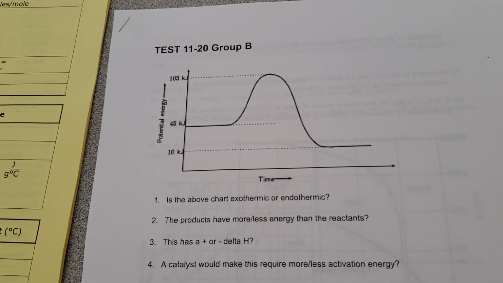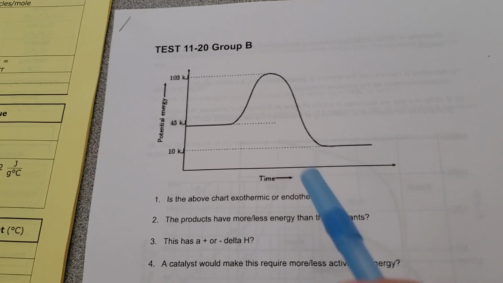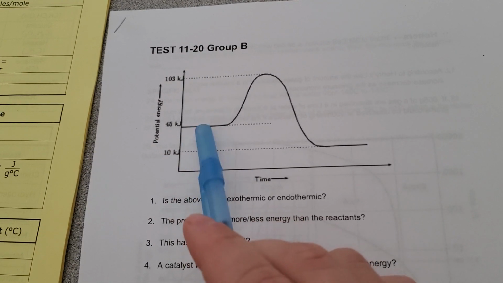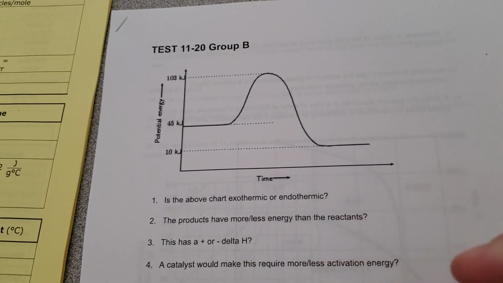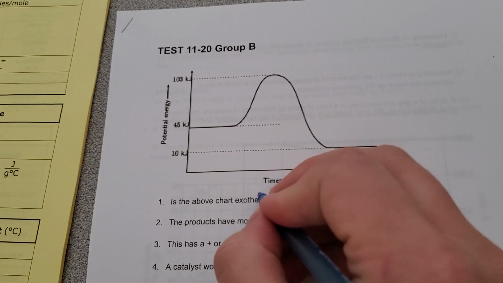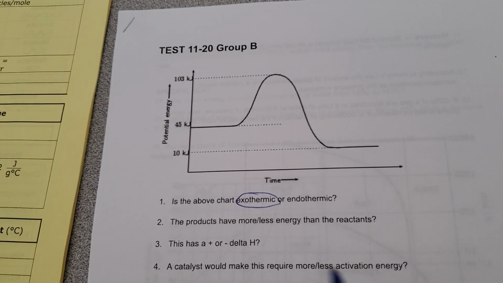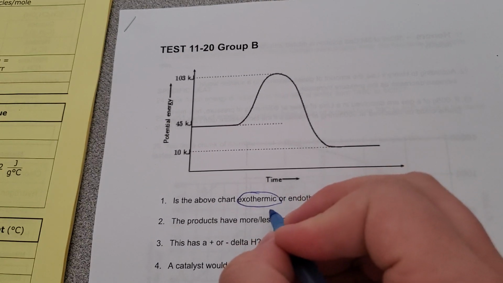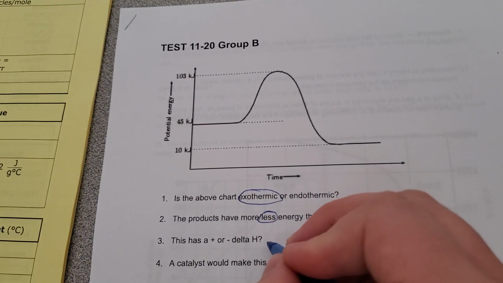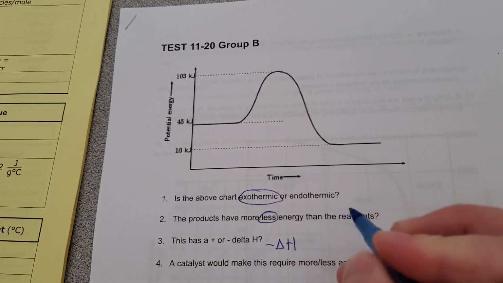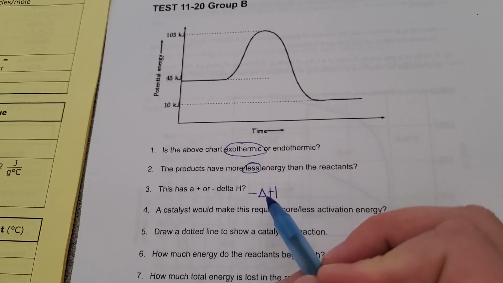Alright, is the above chart endothermic or exothermic? The products are below the reactants. That means it loses energy, which means it is exothermic. The products have less energy than the reactants, right? We see that. This is a negative delta H. This triangle right here just stands for delta.